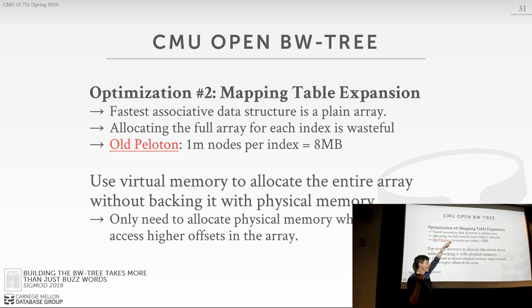So if it's 1 million nodes and each node can have 128 keys, in the current version of the BW tree, there's no reason it couldn't be bigger, it's just 128 million keys. So for every single index, if you want to store 1 million nodes, we would end up malloc-ing 8 megabytes. Doesn't seem like a lot, but if you have two or three indexes per table, and you have like 100 tables, then you're just allocating memory before you even put any data in it.